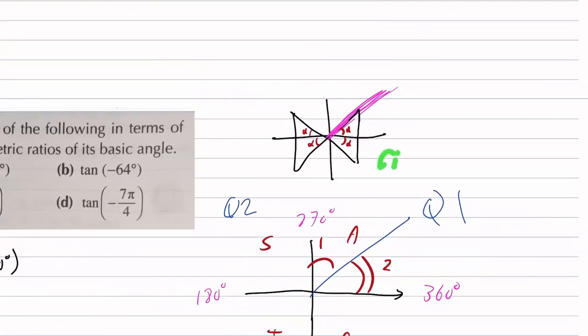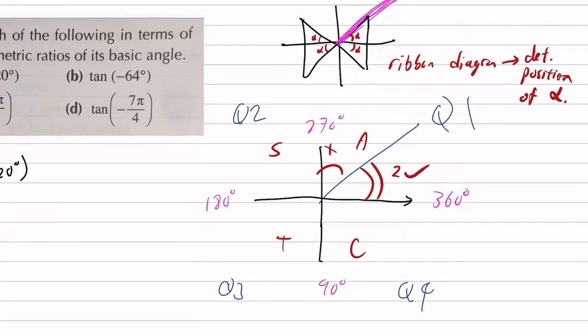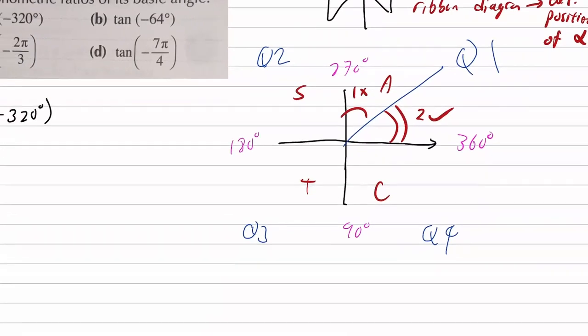Yeah, write down: ribbon diagram determines position of alpha. Where is the alpha? So it's position 2. Okay, not 1. Maybe I'll put a cross like this. I hope you don't confuse it with an X. Okay, so anyways, that's alpha.